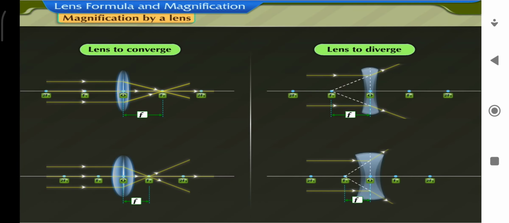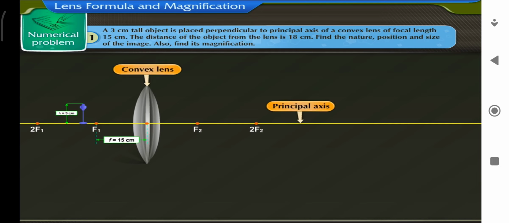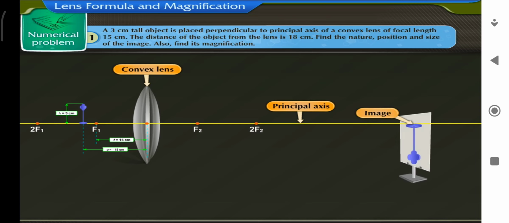Let us solve a numerical problem to find the magnification produced by a lens. Numerical problems. 1. A 3 cm tall object is placed perpendicular to principal axis of a convex lens of focal length 15 cm. The distance of the object from the lens is 18 cm. Find the nature, position, and size of the image. Also, find its magnification.